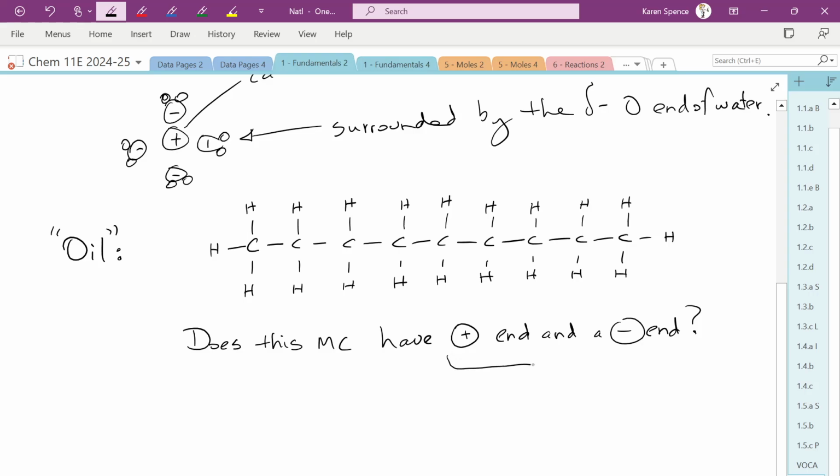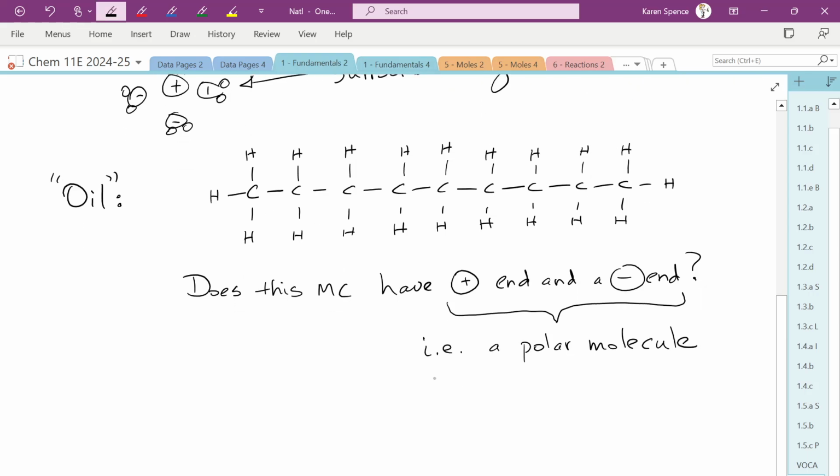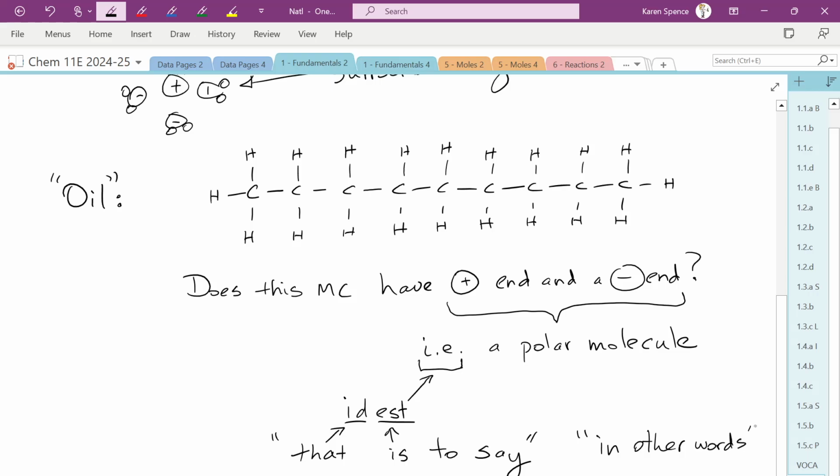Polar means, i.e., a polar molecule. Do you guys know what i.e. means? Almost. It stands for id est, which is the Latin. Id means that. Est means is. So in other words, that is to say, so i.e. means that is to say, or in other words.